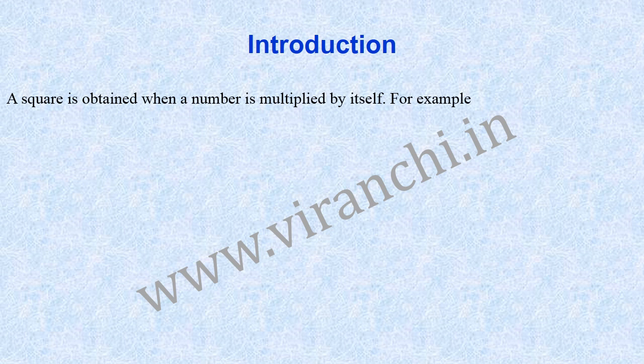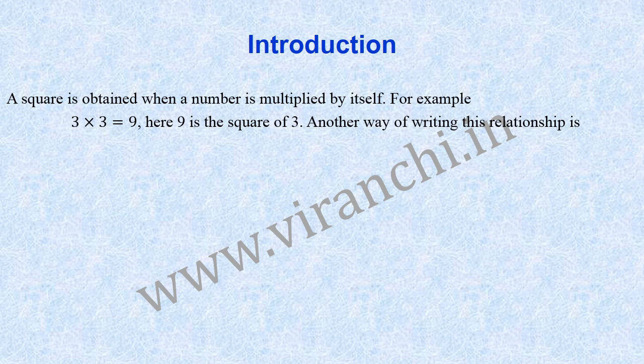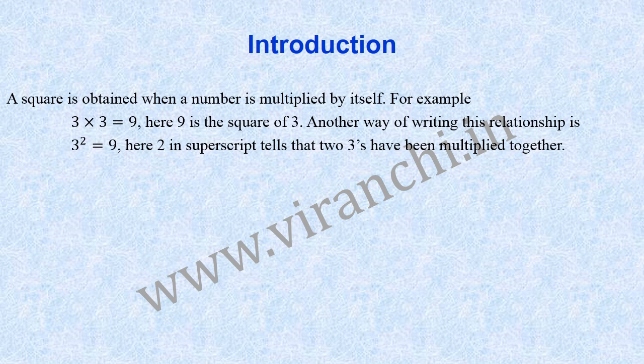Introduction. The first question in your mind should be, what is a square and what is a square root? In simple words, a square is obtained when a number is multiplied by itself. For example, when I multiply 3 with 3, I get 9. So in this case, 9 will be called a square of 3. I can also write it as 3 with a superscript of 2 equal to 9. Here the tiny 2 you see in the superscript says that two 3's have been multiplied together, and you read it as 3 square is equal to 9.